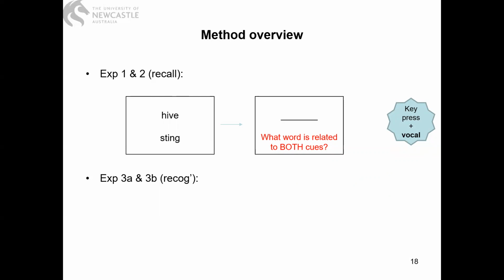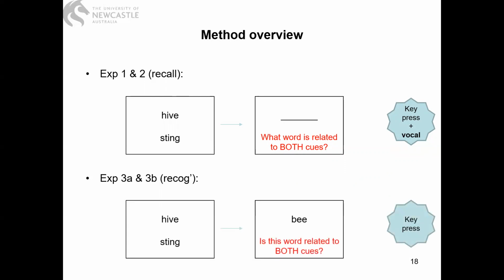In another set of experiments, experiments 3A and 3B, which we call recognition tasks, the participants were again presented with two cues, except that this time we also presented them with a target item, and they had to indicate whether this word is related to both cues or not by a key press. In all instances, we measure the response times and estimate response time distributions.